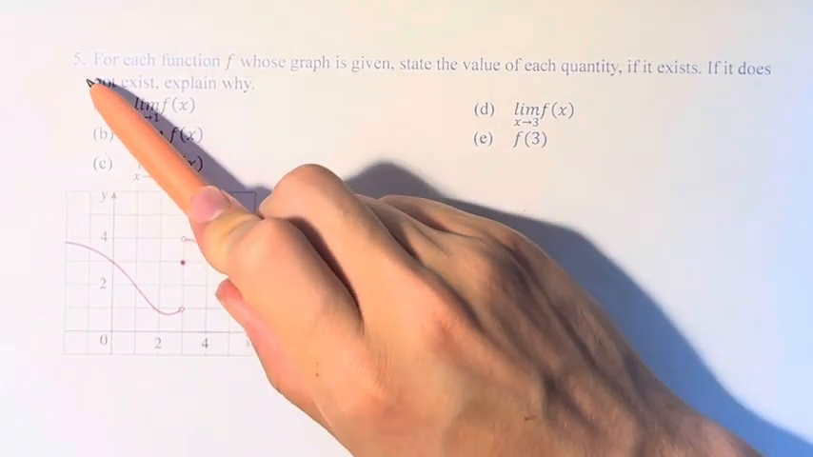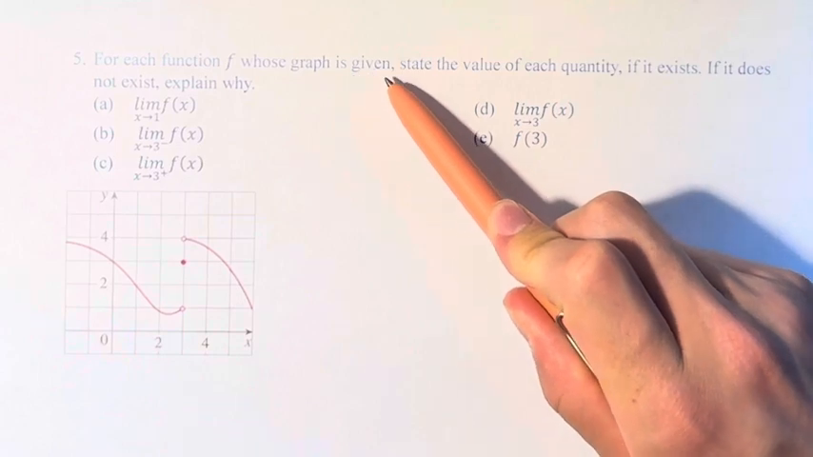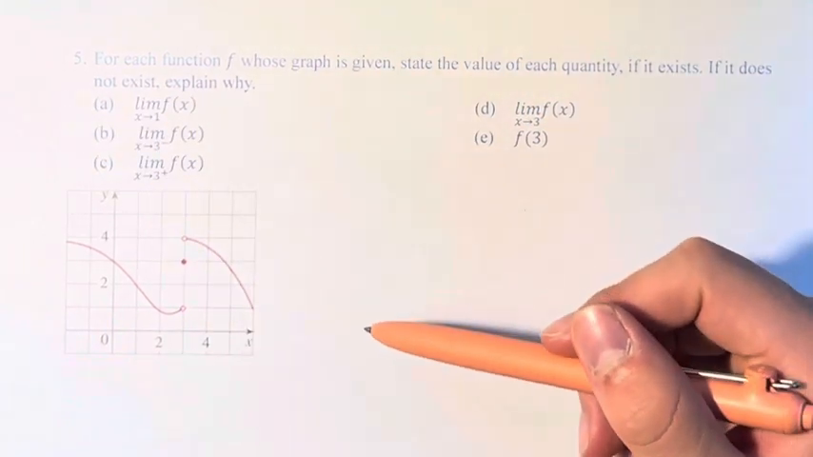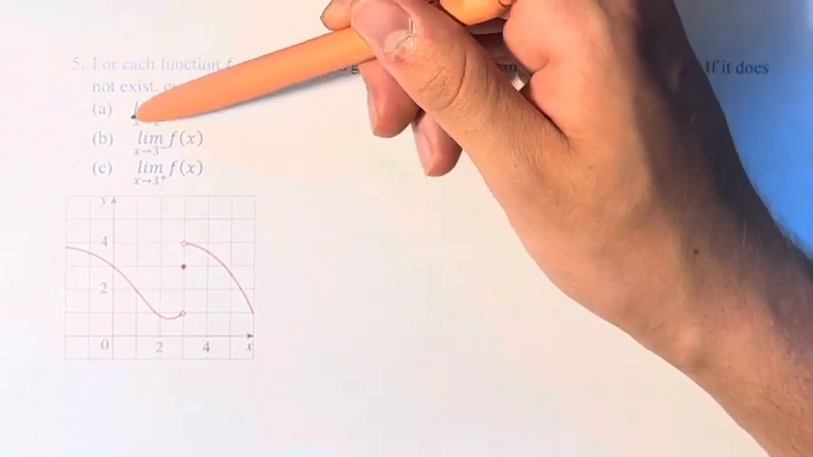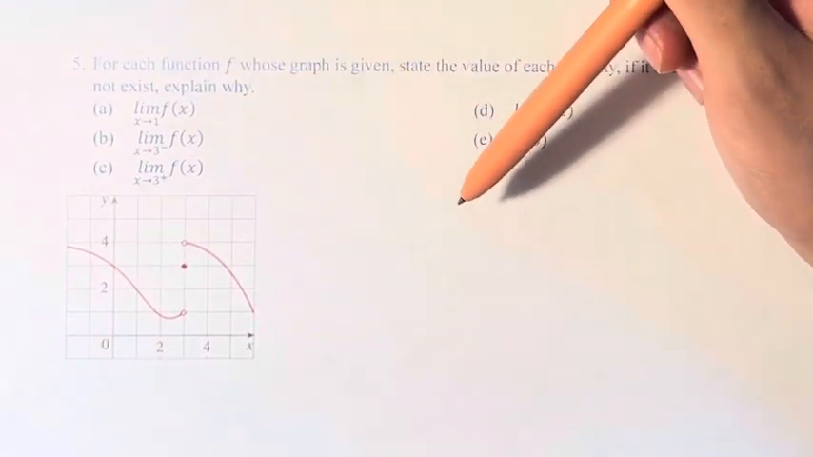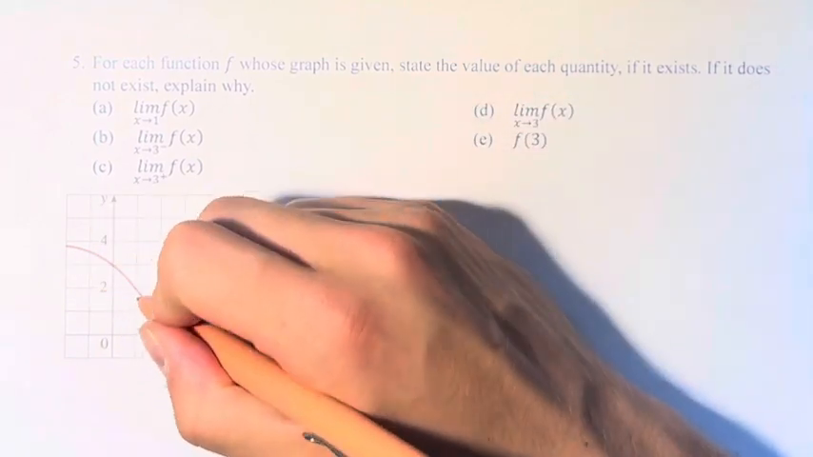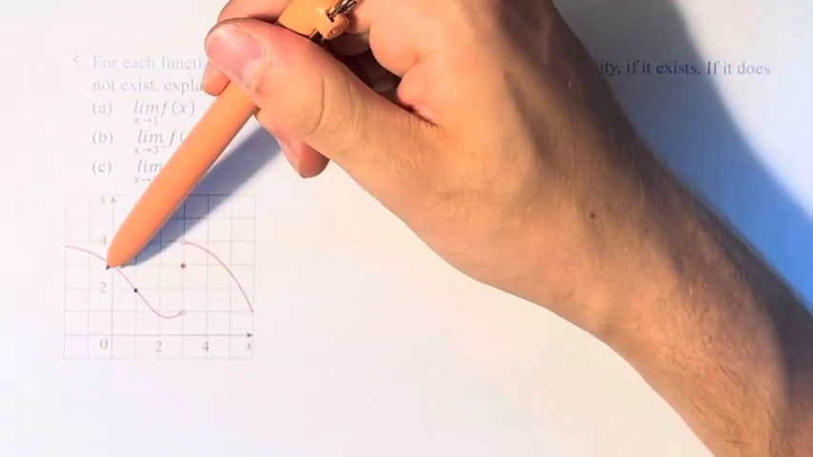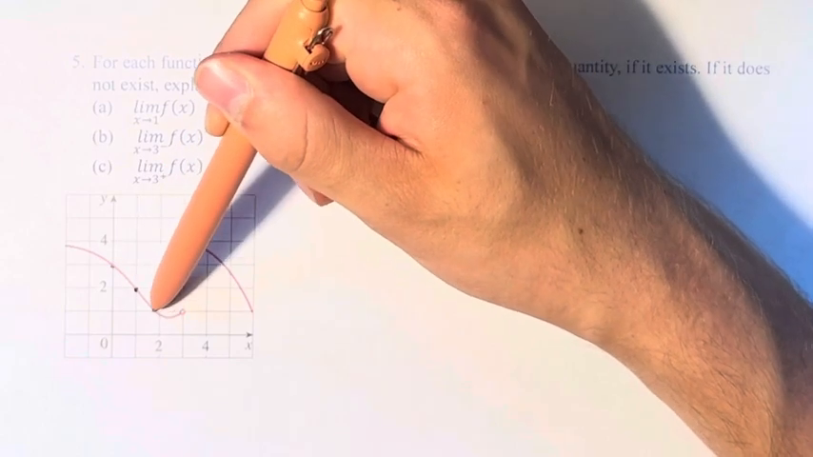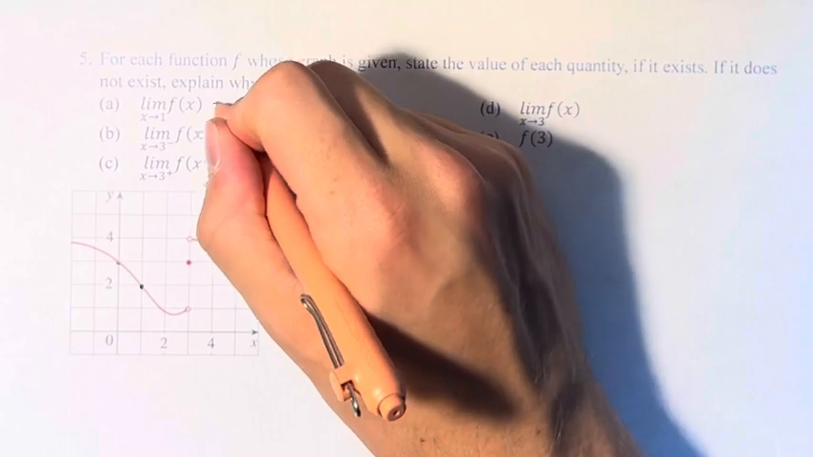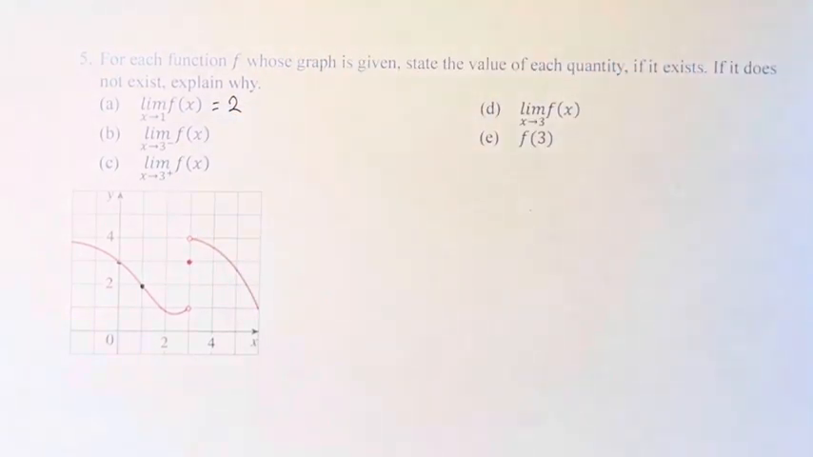In this problem, we're asked for each function f whose graph is given, state the value of each quantity if it exists. If it does not exist, explain why. So first we have the limit as x approaches 1 of f of x. So x equals 1 is right here. We can see that at this point, the function is approaching it from the left and the right. This point has a y value of 2, therefore the limit of the function is equal to 2.